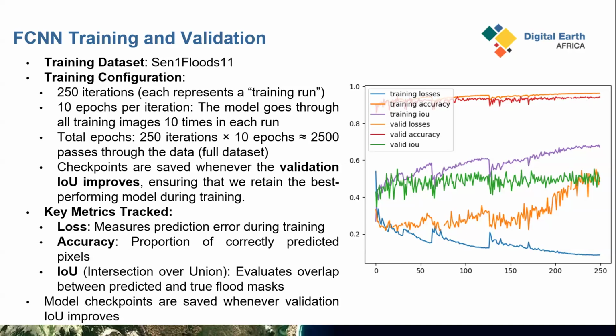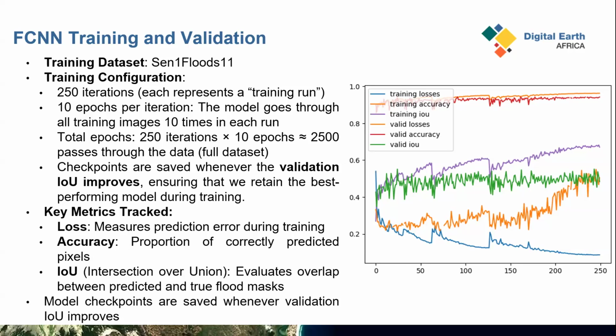The intersection over union evaluates the overlap between the predicted and the true flood masks. And ideally, both of these should improve over time. So we can see this on the graph on the right, that these metrics are evolving as the iterations go on, as the model continues to learn the data. And for the most part, it indicates that the model is learning effectively and it is generalizing well.